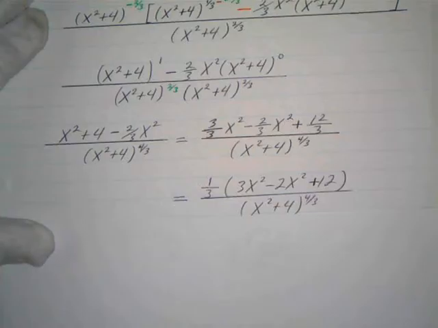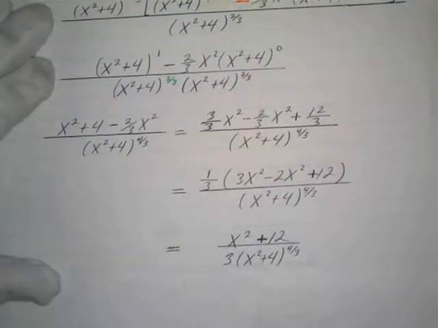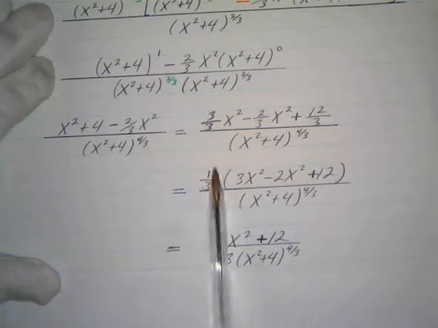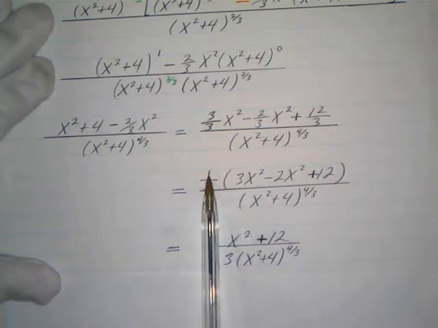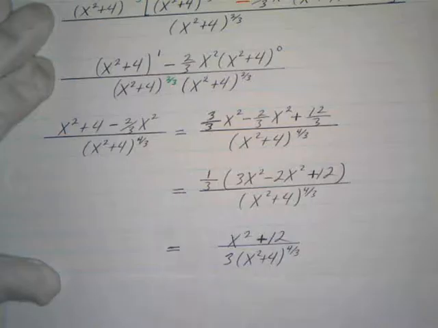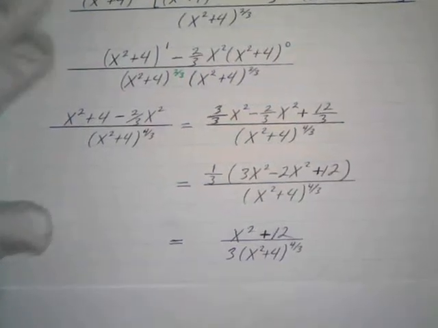So I just end up with 1x squared plus 12. I still have the same x squared plus 4 to the 4/3. And then instead of writing the 1/3 like this, I can just put it in front of the whole fraction and just put a 3 in the denominator. And that's your simplified form.